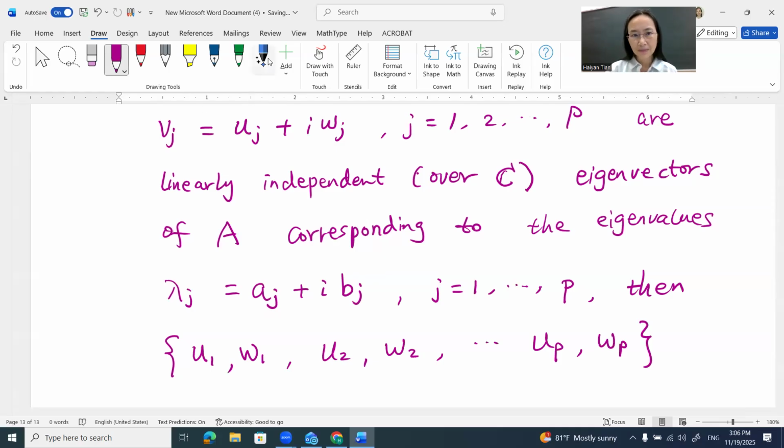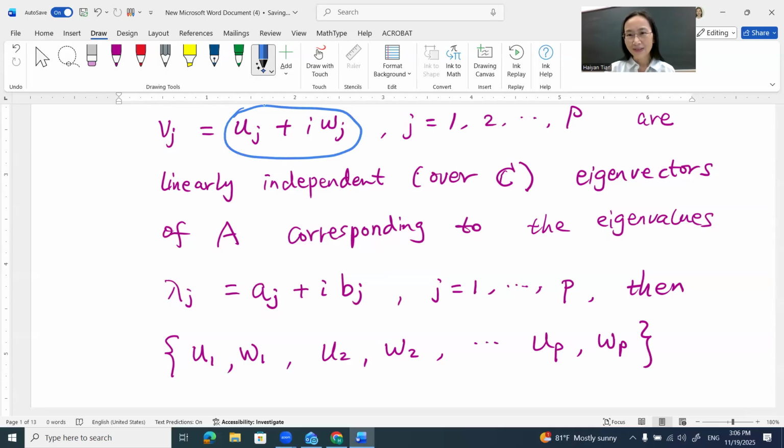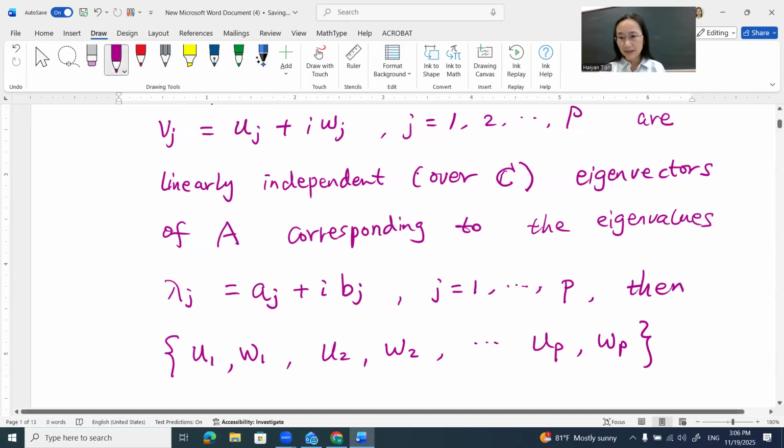And you realize, from each vector we can get a pair of vectors. That is, from each vector we can get a real part and an imaginary part, that's a pair of vectors. So here, one pair, second pair, all the way to the p-th pair. So we have 2p vectors. These 2p vectors are a basis for Rn, because they're independent, and we can prove it.